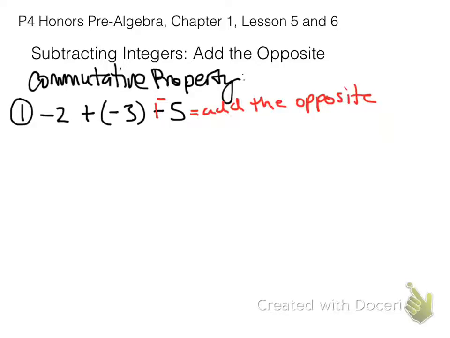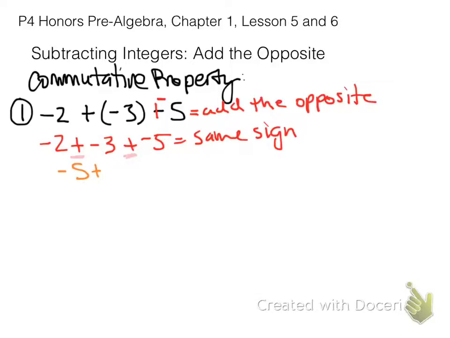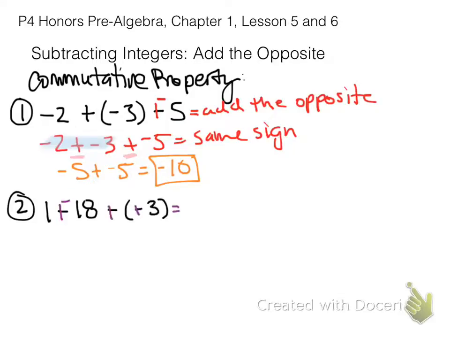Add the opposite. The minus 5 becomes plus negative 5 because I'm adding the opposite. Right? The subtraction turns into addition. The positive 5 turns into a negative 5, and negative 5 is the opposite of positive 5. So now that I've got a bunch of addition signs here, I can go ahead and move things around because commutative means to rearrange. Well, they're all negative, so I don't really even have to move anything. But negative 2 plus negative 3 is negative 5, plus negative 5 is negative 10. So again, this one doesn't really use the commutative property, but maybe the next one will.